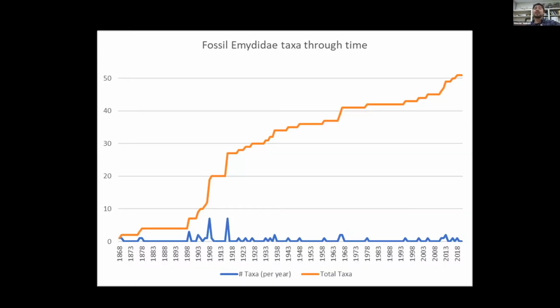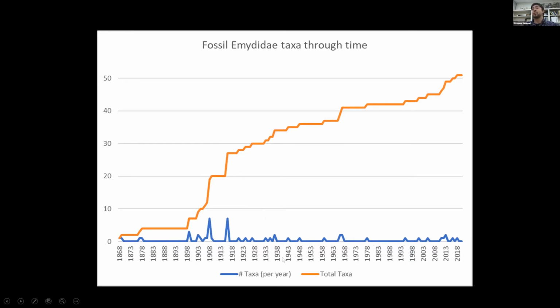If we look at fossil Emydids through time, on the bottom you'll see number of taxa named per year, and then you have a count as you're going through time in orange above that. And so you'll notice some areas of peaks. Clearly here, there's a massive peak in when we had a lot of fossil taxa named around the turn of the century. That was mainly because of a couple workers, namely Cope and Hay, who were naming things like crazy at that time and named a whole lot.